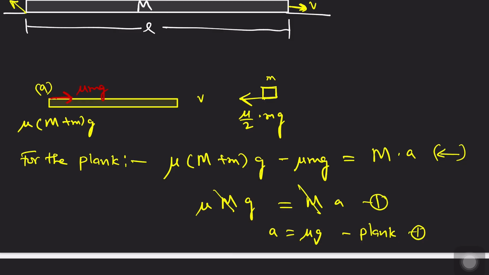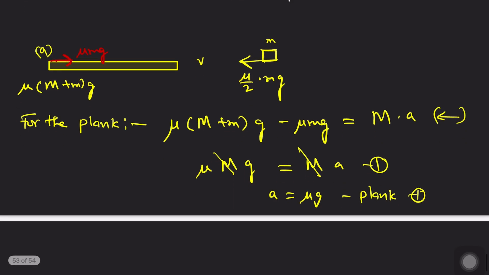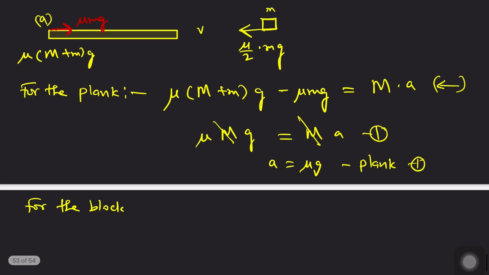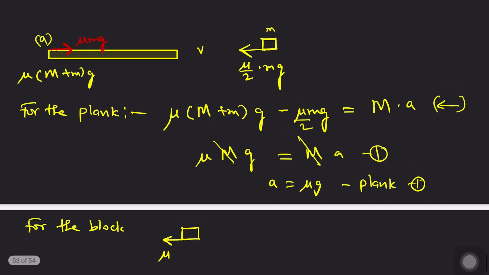Now if I talk about the body of this one, for the block, if you see, this is the friction which is going to act in this direction, and that is, sorry guys, here I think some error we have made. That is mu by 2, not mu mg. So just let me correct this. Okay, mu by 2.